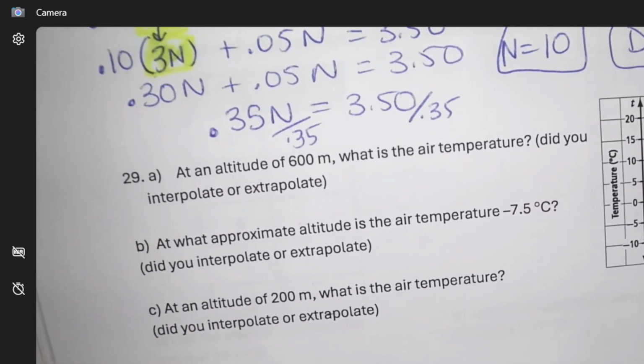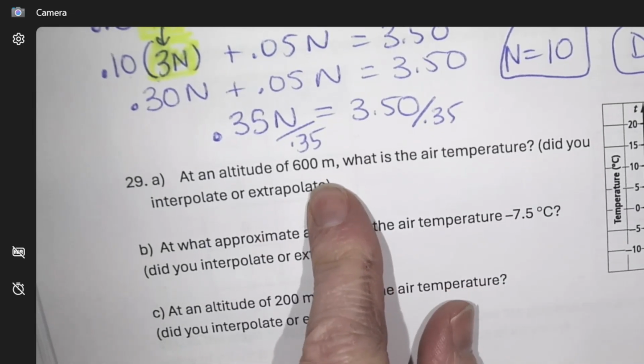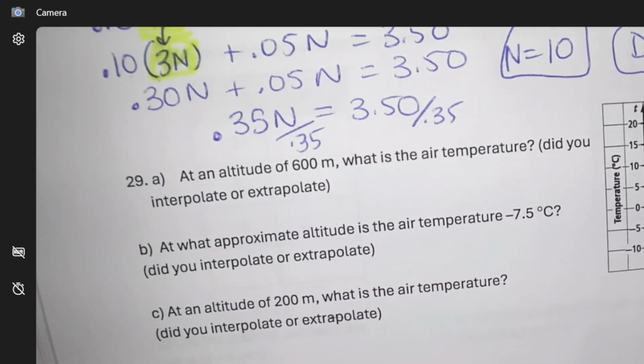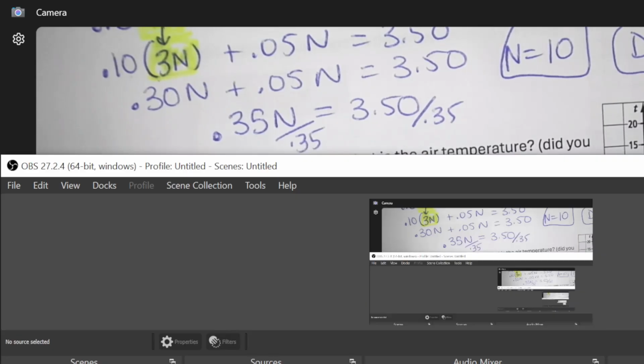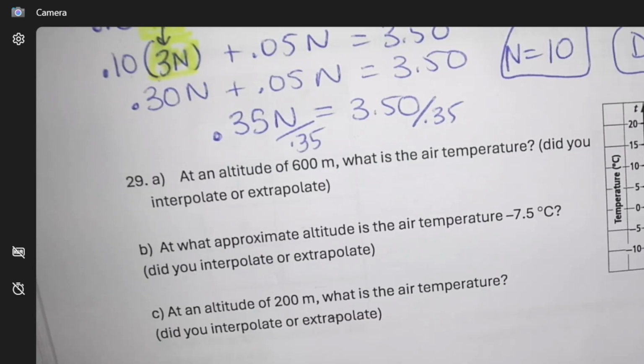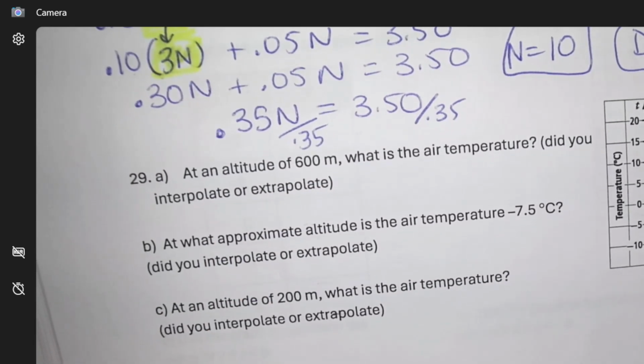Okay, at an altitude of 600, what is the air temperature? So where are you going to find an altitude of 600? This is unrelated, but when you have two variables. Okay, can you find me an altitude of 600 on here?